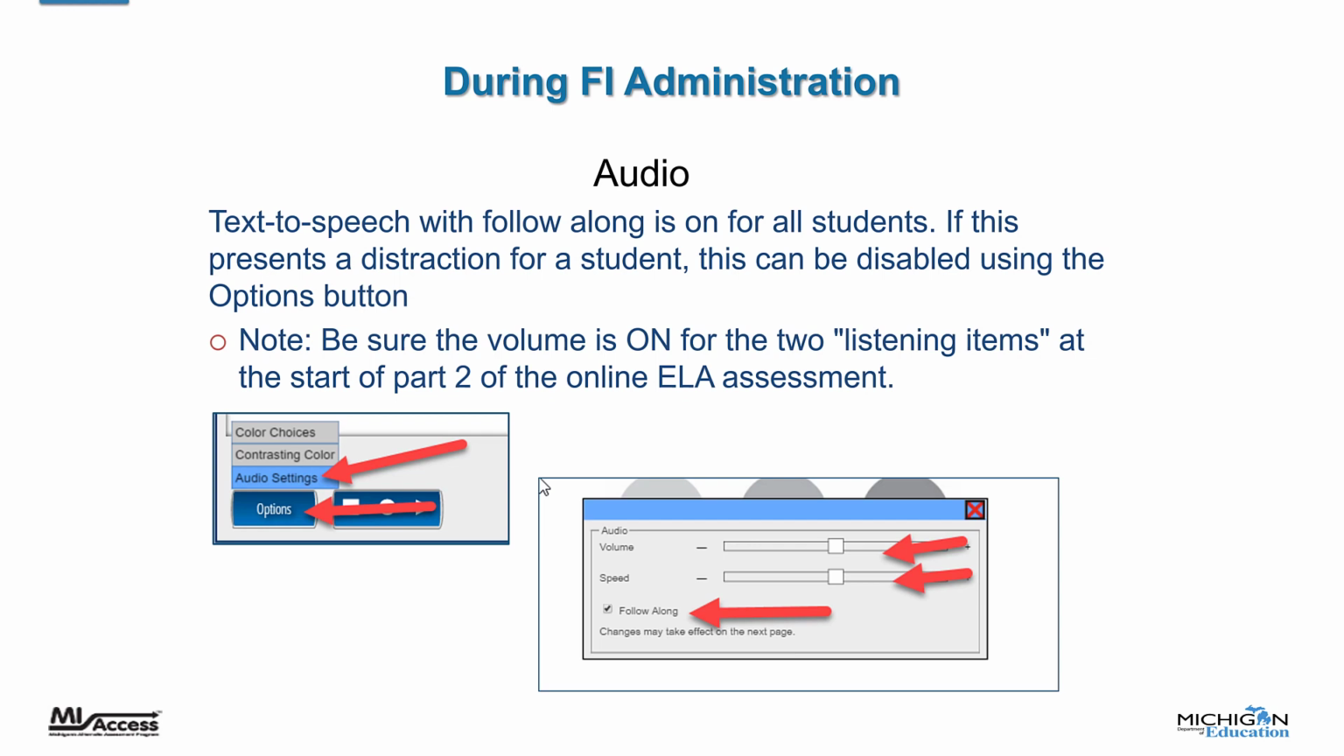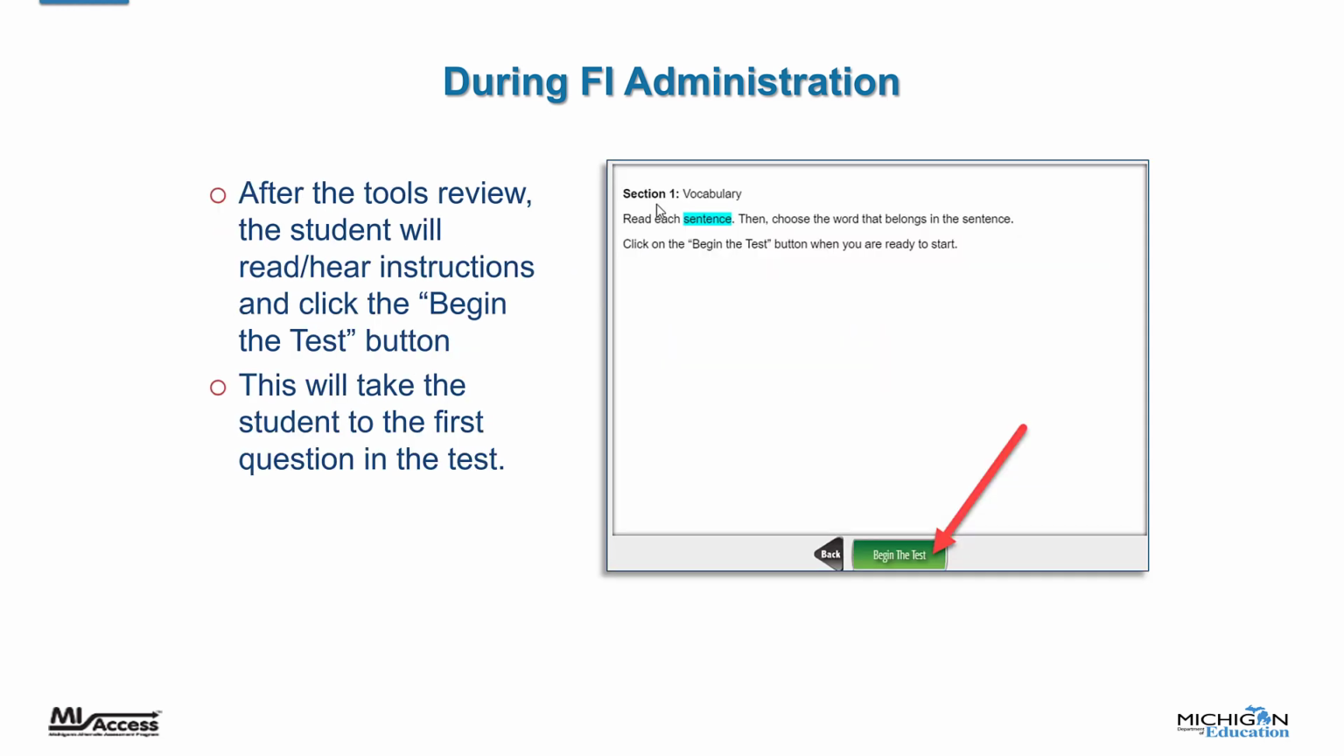The text-to-speech feature will begin to read the assessment with a highlighting follow-along feature. If this is distracting for a student, the audio can be turned down or off, and the follow-along can be turned off by clicking on the Options button at the bottom of the screen. Audio settings allow students and administrators to control this feature. Please note, be sure the volume is on for the 2 listening items at the start of Part 2 of the online ELA assessment. After the tools review, the student will read or hear instructions and click the Begin the Test button. This will take the student to the first question of the test.